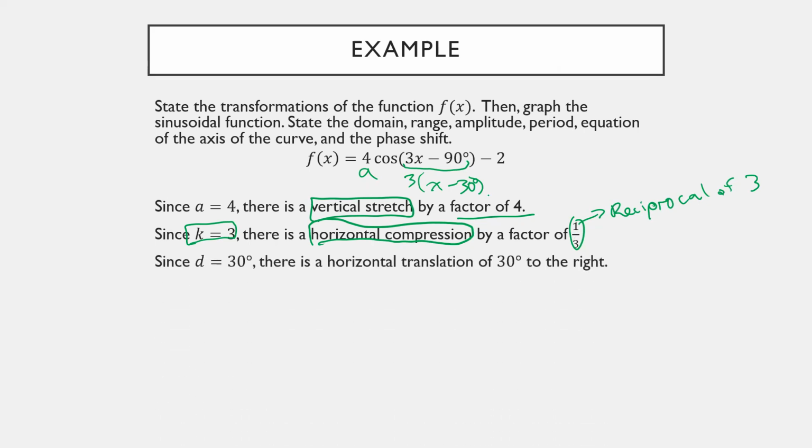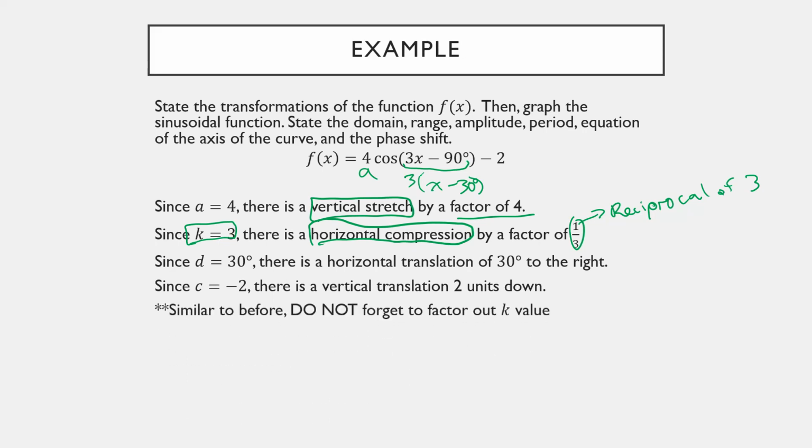What else do we have? We have a D value of 30 degrees, and we got that by simply factoring out the 3 from the input. So we have to make sure we factor out the k value first, and then we can specify what the D value is. If D is equal to 30 degrees, that means there's a horizontal translation of 30 degrees to the right. And the last part, since C is equal to -2, that means there's a vertical translation 2 units down.